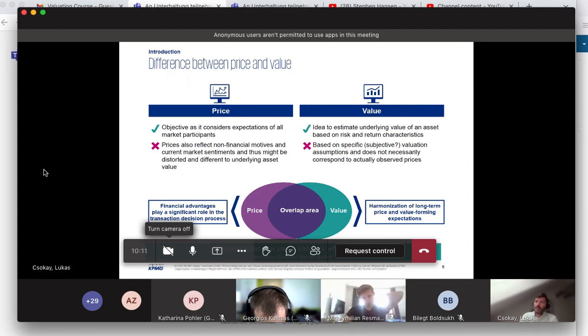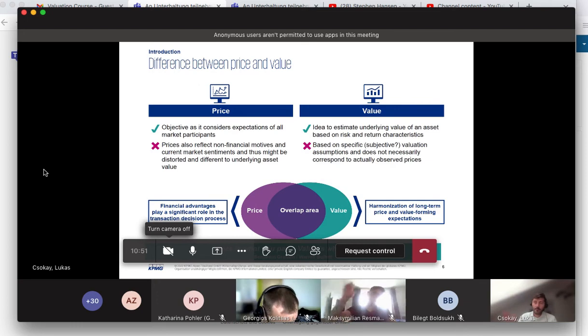But on the other hand, prices also reflect non-financial motives and current market sentiments. If you think about so-called market bubbles, for example, or market crises and so on, their behavioral aspects play a more important role sometimes than we would expect. That means prices could be distorted and could be very different from underlying asset values, for example.